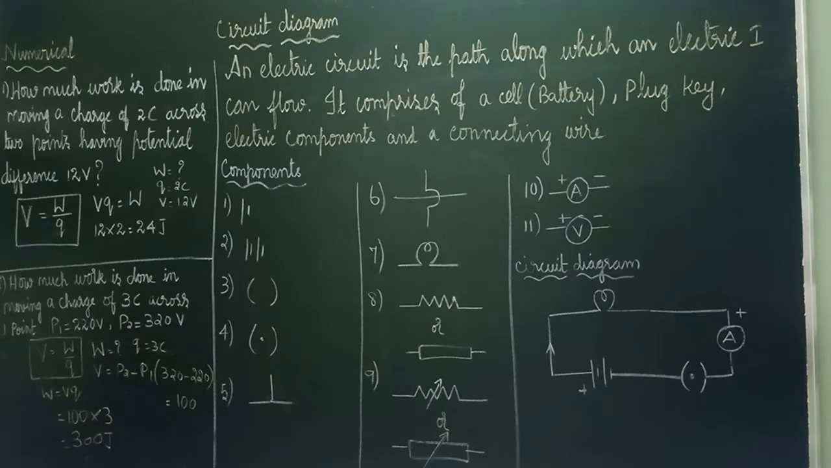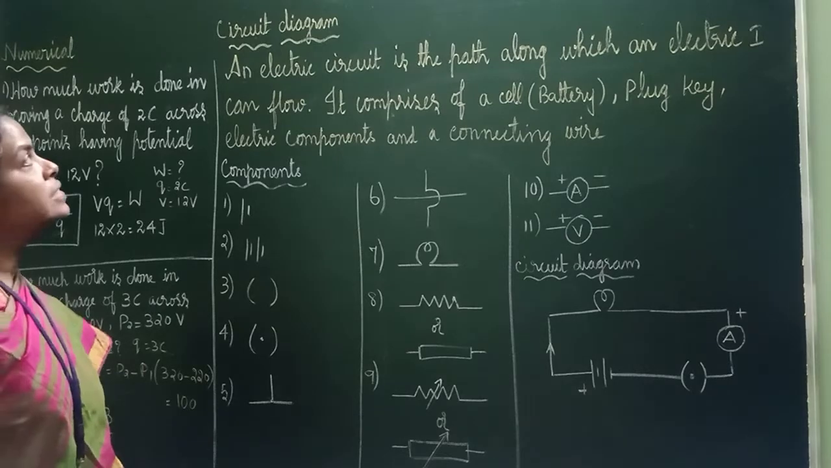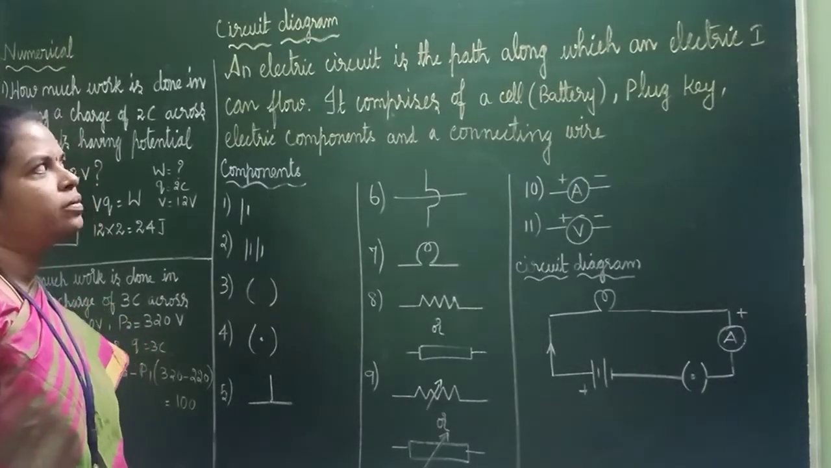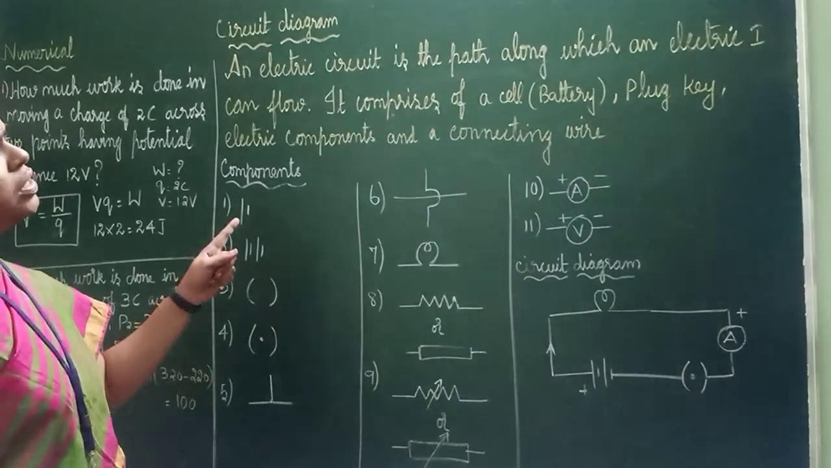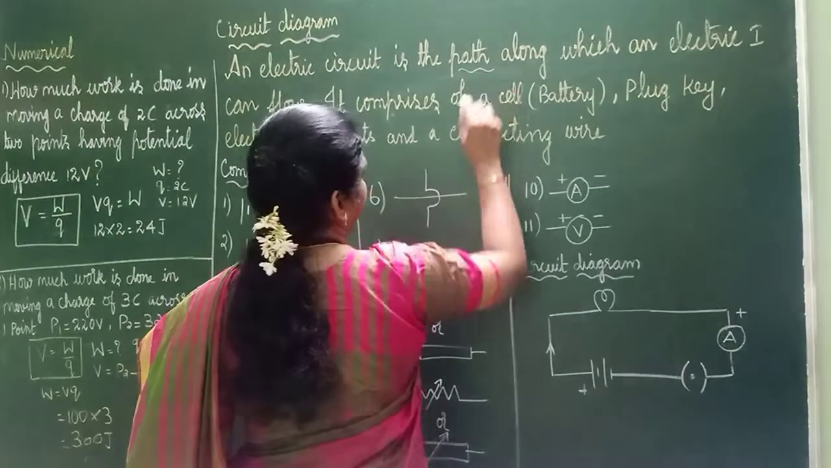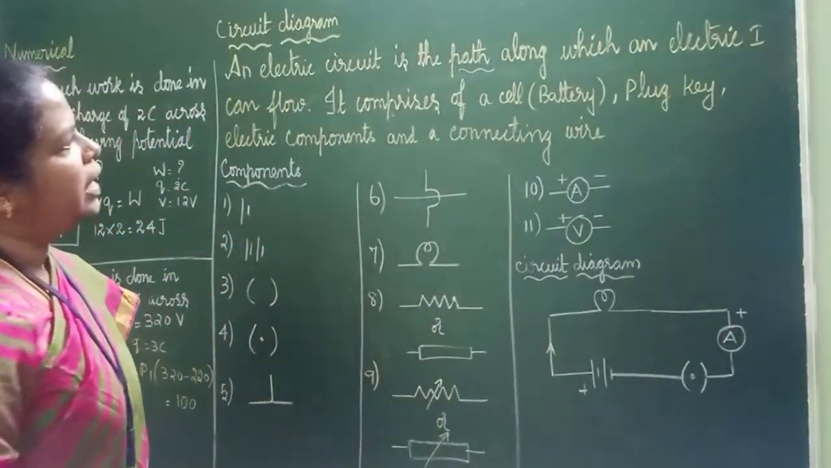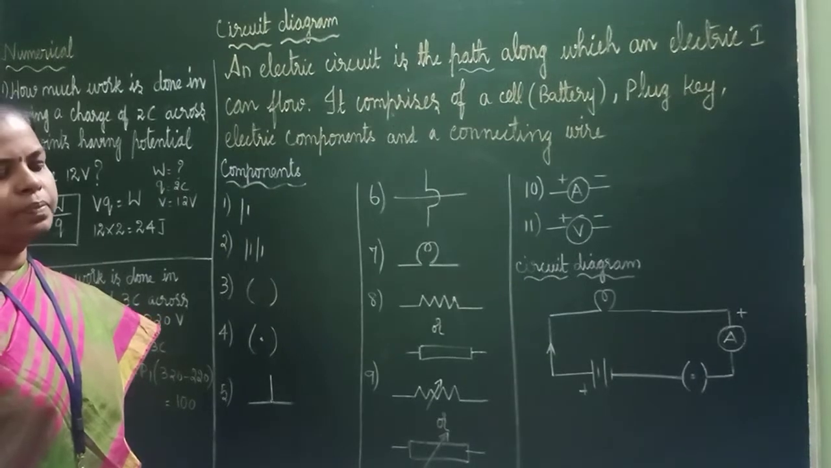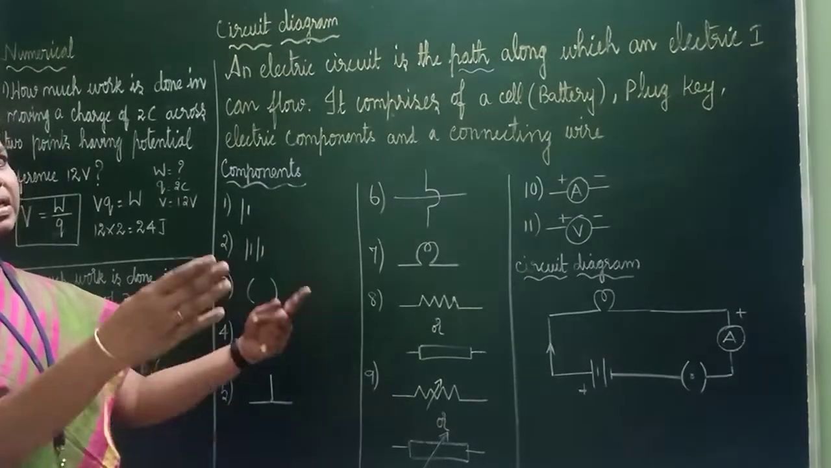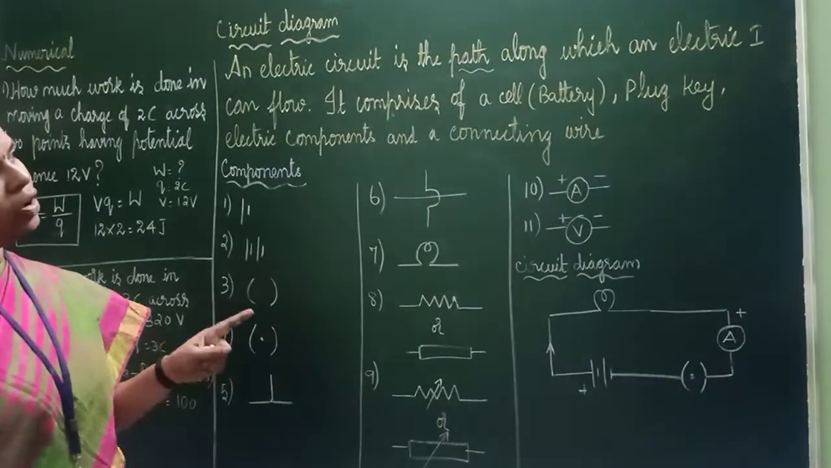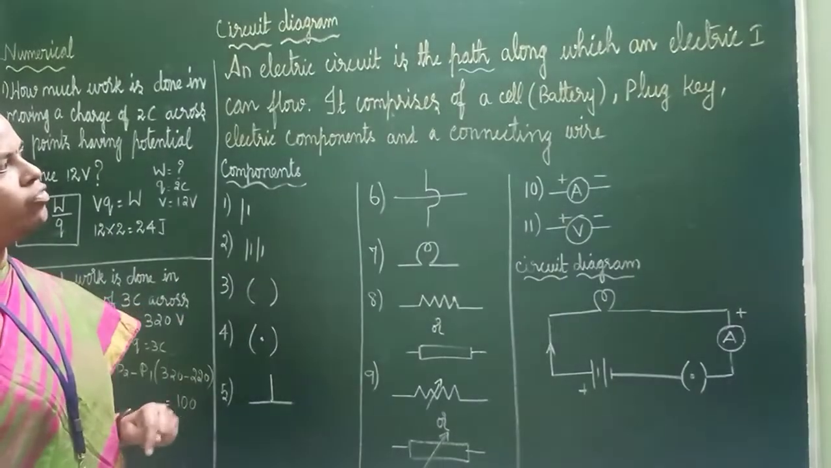Okay, simple problems. Next part is, what is an electric circuit or circuit diagram? See, an electric circuit is the path. This word is very important. An electric circuit is a path along which an electric current can flow. Path is where you walk, then only it is called a path.